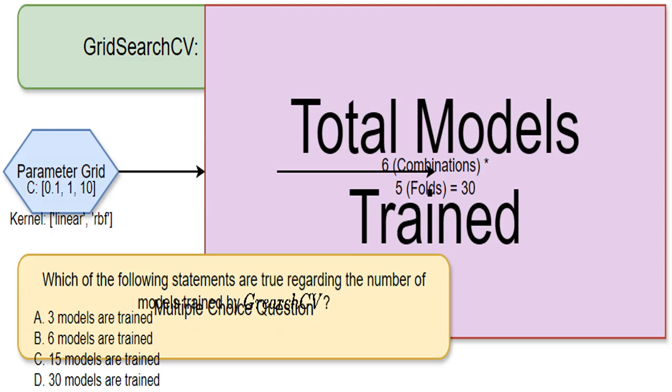I see this answer as incorrect because it only considers the different combinations of hyperparameters. 3 values for C times 2 values for the kernel equals 6 combinations, and ignores the 5-fold cross-validation. Each of these 6 models is trained and tested 5 times, so we're missing a crucial step. This answer is also wrong. It looks like a mistake, where someone multiplied the number of C values, 3, by the number of cross-validation folds, 5. We need to account for all the parameter combinations, not just one part of them.